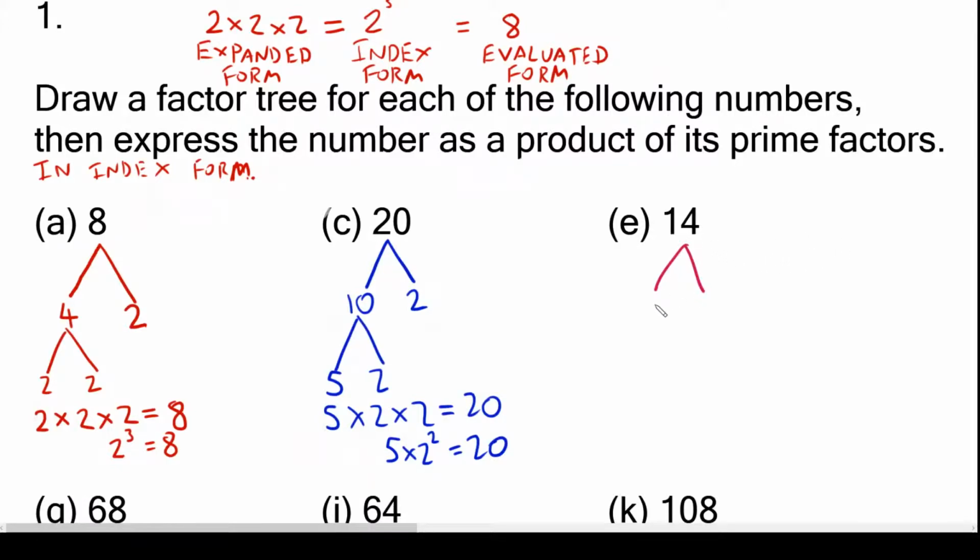Letter C. 14. 7 times 2 gives 14. So in index form, it's the same as expanded form. Okay, so because these are just 1 and 1, there's only 1 7, only 1 2, so there's your answer there in index form. 7 times 2 equals 14.